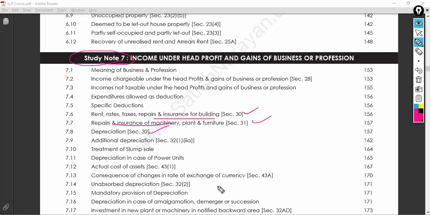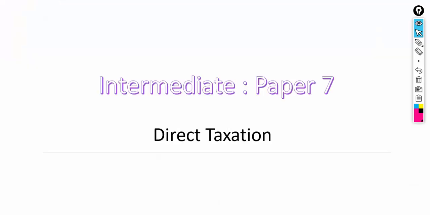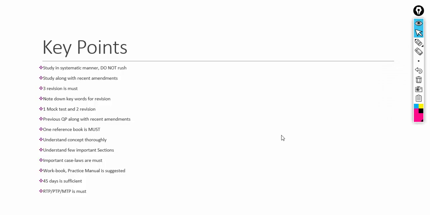So I think I covered most of the points, guys. I already told you that taxation is one of the important and a tricky subject, I would like to say. But in case you crack the subject, it's not difficult for you to get very good marks in taxation. Having said that, let's go to the key important points I just listed, based on my experience, for the taxation subject, that is your direct taxation subject.